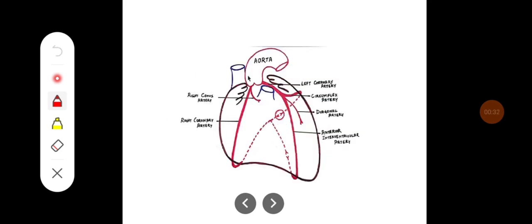This diagram shows the coronary circulation, where the heart is supplied importantly by the left coronary artery and the right coronary artery. The left coronary artery continues as the circumflex artery and also gives the anterior interventricular artery, whereas the right coronary artery gives the posterior interventricular artery. The right coronary artery mainly supplies the right ventricle, whereas the left coronary artery mainly supplies the left ventricle and the septum.